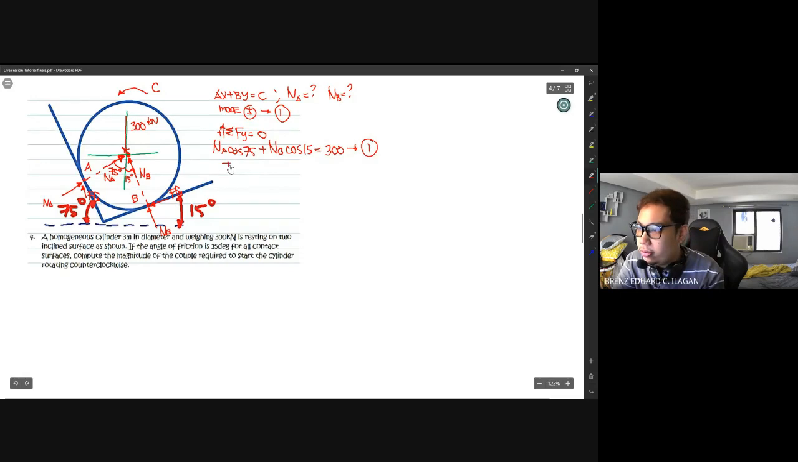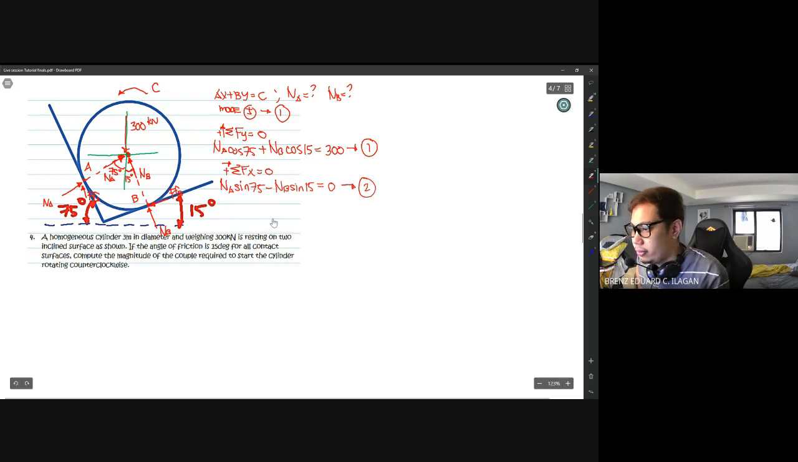And equation number 2 will be by taking summation of forces x, assuming to the right forces as positive. Again, gawa ni NA para positive sa NA, nasa leftmost part. So, NA sine 75. And then minus, since yung x component nito is papunta sa kaliwa, minus NB sine 15, equals to 0. So that is equation number 2. So guys, papindot naman, what is the value of NA and NB?